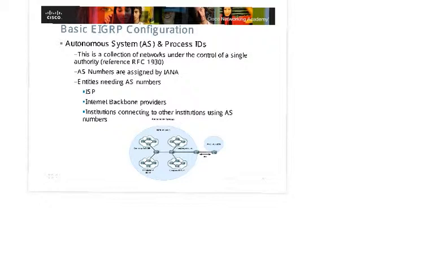So the autonomous system is a collection of networks under the same authority, and the autonomous system number is assigned by IANA, the international organization responsible for assigning IP addresses and system IDs to either service providers or internet backbone providers like Verizon or AT&T and so on, and institutions. So one of these entities can have an autonomous system under its ownership.